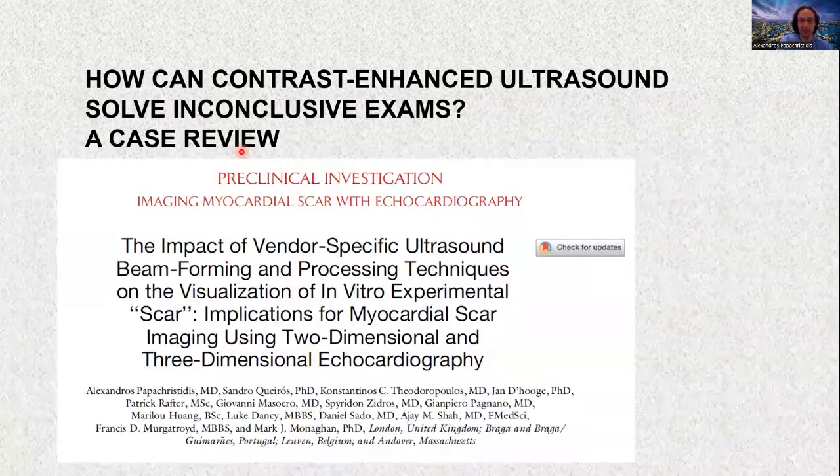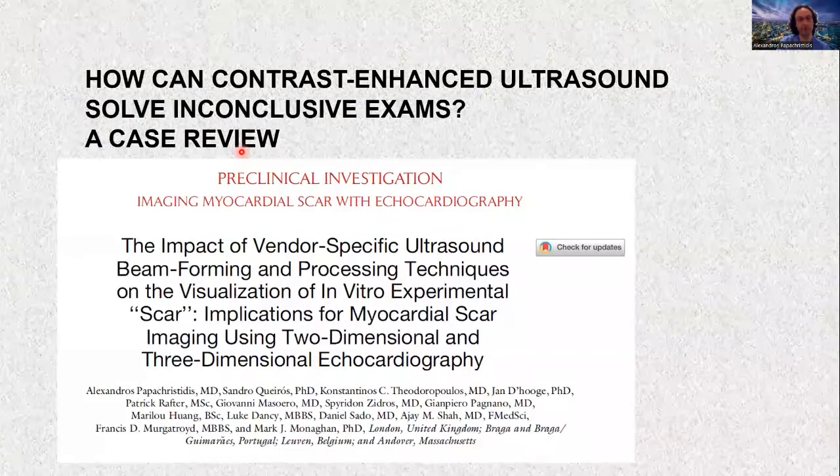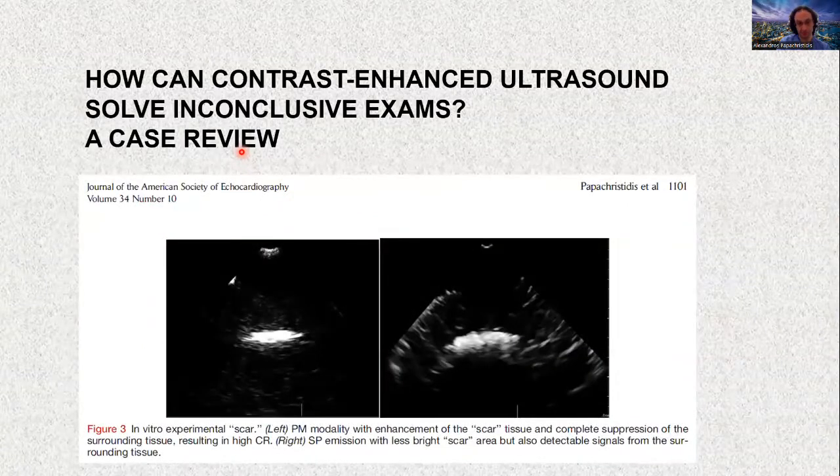And as we discussed at the beginning, using these phase cancellation techniques or multipulse techniques, power modulation plus inversion, you can enhance a nonlinear component of a signal. And it's not only microbubbles which have a nonlinear response. We found, by looking at an experimental in vitro scar, that using power modulation can enhance the signal in the scar significantly, and we suppress the surrounding signal from muscle. So when you use a standard pulse sequence, you can still see the scar, but it's not clearly delineated, as opposed to using power modulation as a nonlinear imaging modality.